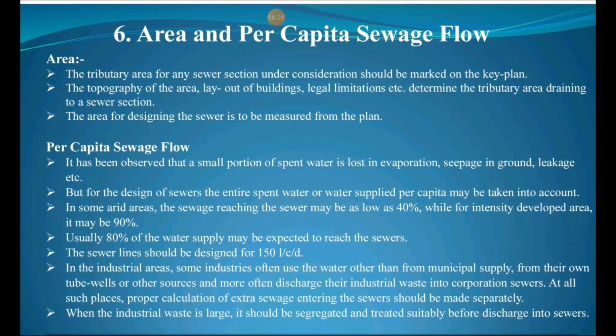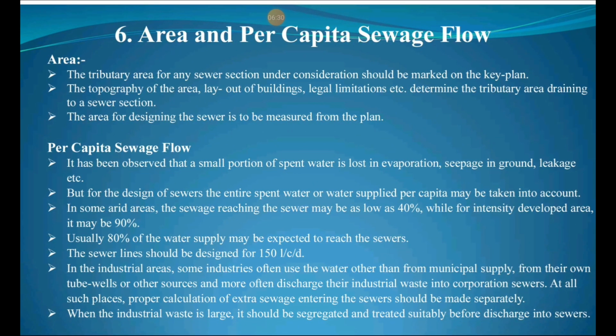Then we are going to discuss the area and per capita sewage flow. Area: the tributary area for any sewer section under consideration should be marked on the key plan. That is very important. We mark such a tributary area on determining the catchment area of any CD work. In such a fashion, we have to mark such an area or tributary area on the key plan.